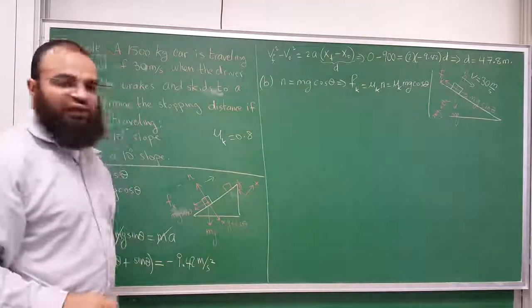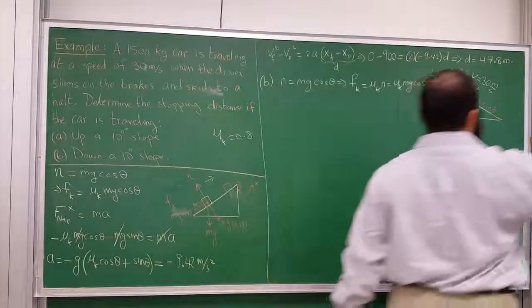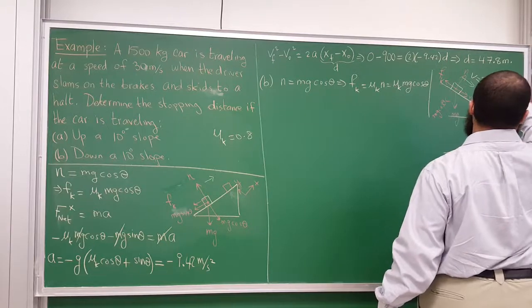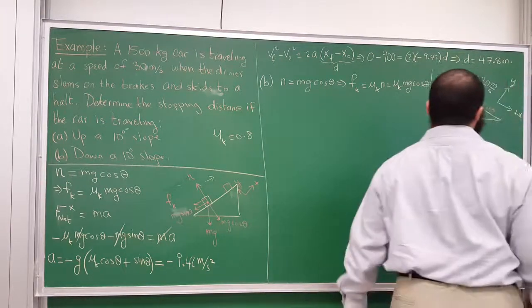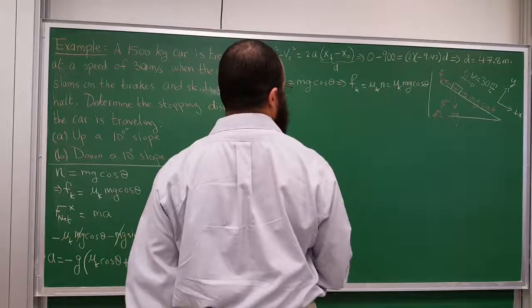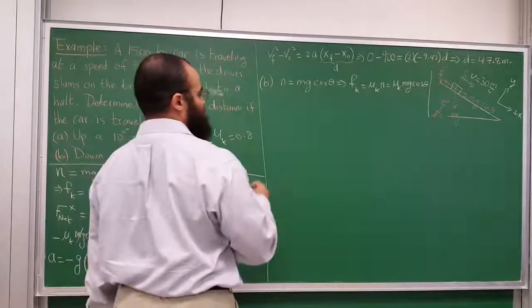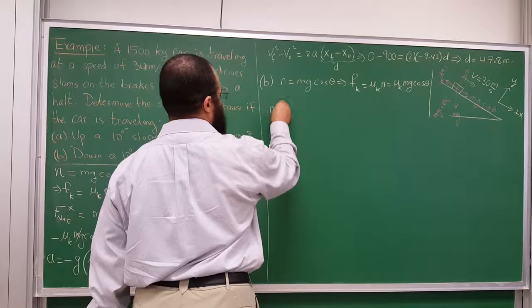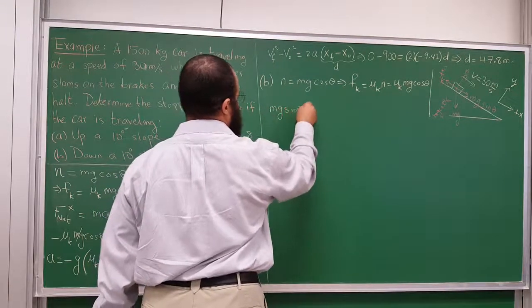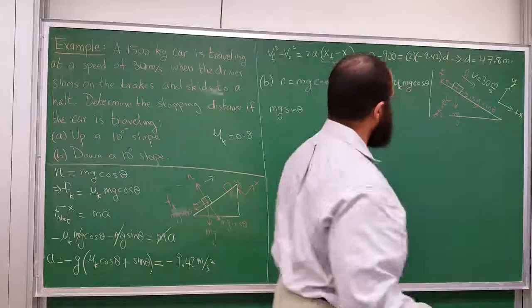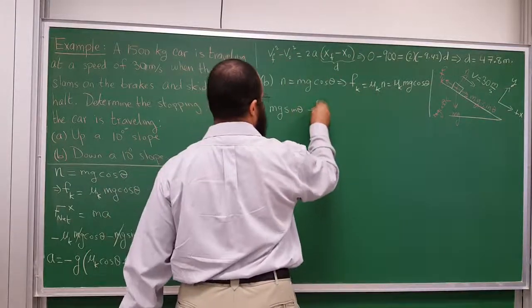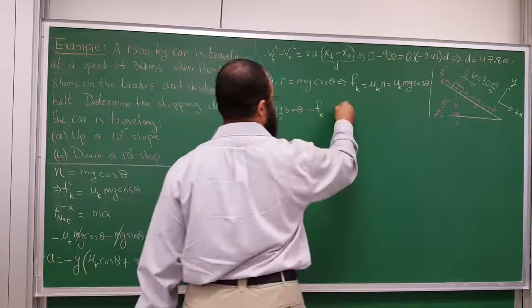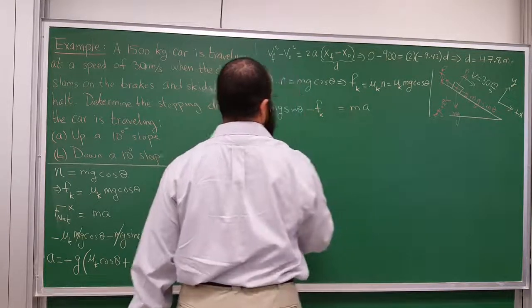And so now we will look at the x direction. Again, here is the plus x, here is the plus y. So the net force in the x direction equals the mass times acceleration in the x direction. What are the forces in the x direction? You've got the mg sine theta, in the positive x direction, and the force of friction up the incline, so that's the negative x direction by our coordinate choice, and that equals the mass times the acceleration.